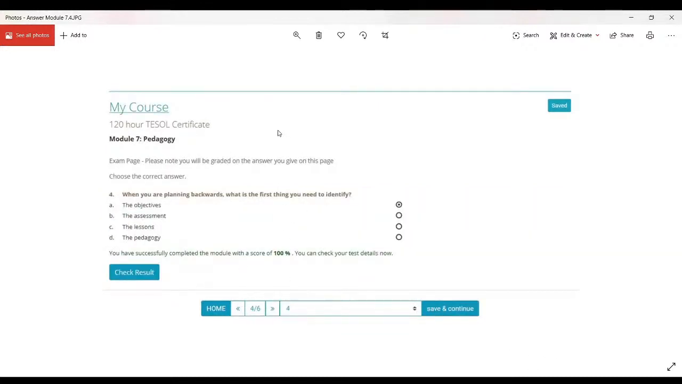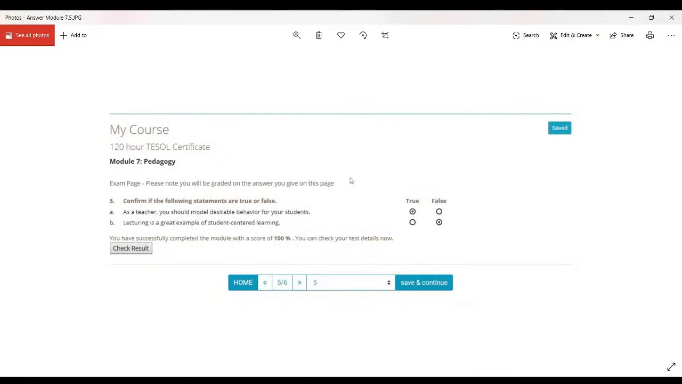Number 4, when you are planning backwards, what is the first thing you need to identify? Okay, we need to identify first the objectives. Okay, so it's letter A, save and continue.